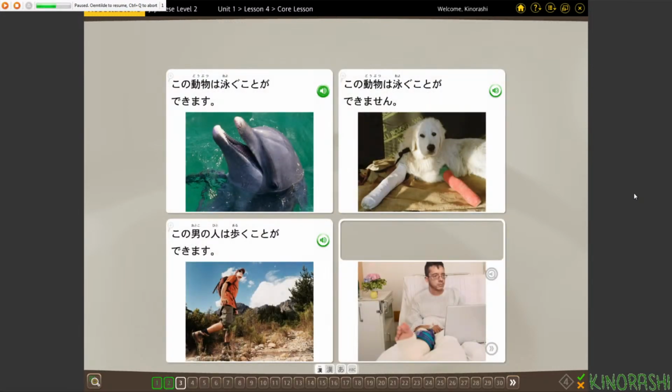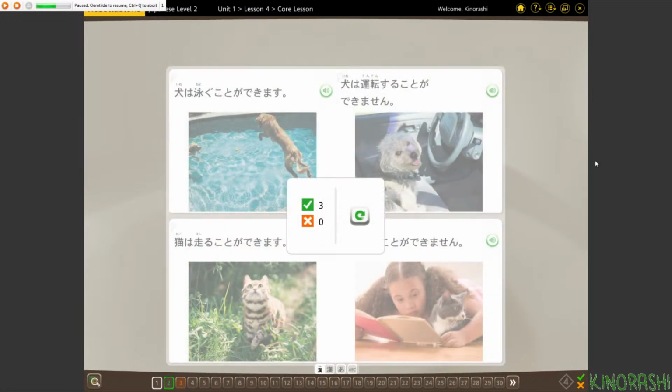この動物は泳ぐことができます。この動物は泳ぐことができません。Okay, I still have not figured out what this says yet. I'm gonna have to look it up. Usually you use some sort of contrast to tell, but all they're doing is doing something and not doing something, but I still don't know what that something is.